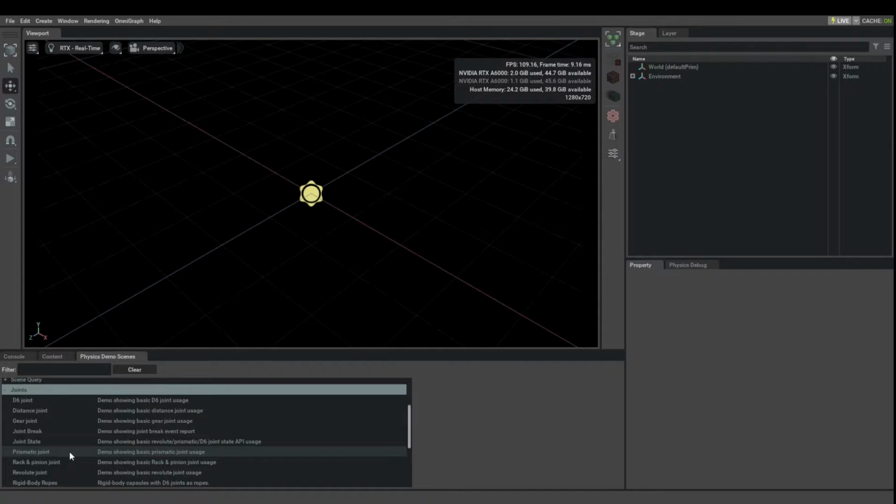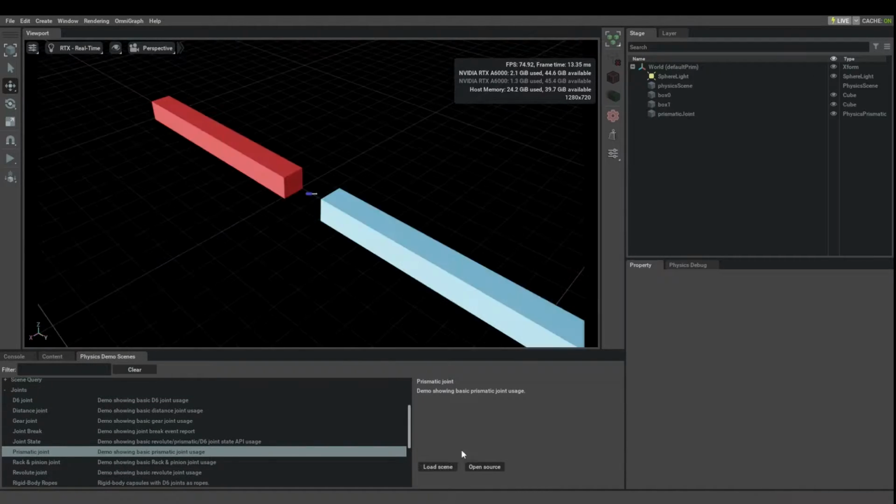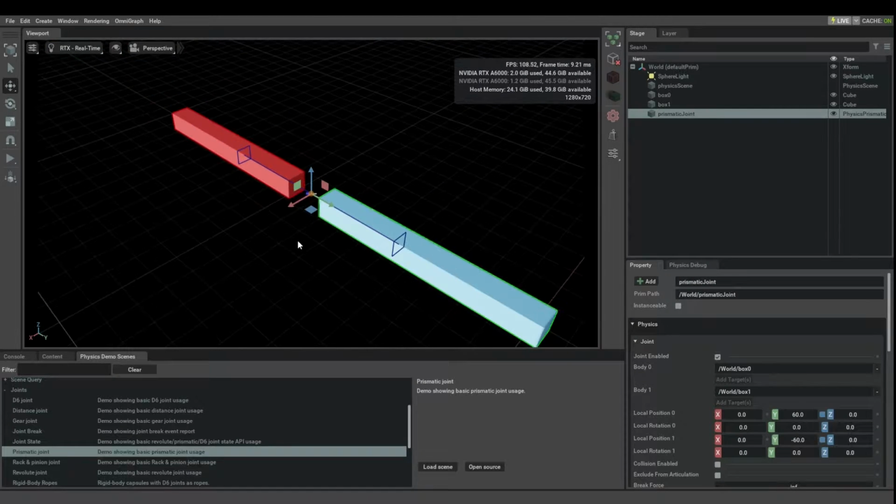Perhaps the first and simplest joint demo to start with is this prismatic joint one, so let's load that. Here you can see there is a static body, the red one, and a dynamic body coupled together with a joint, and the joint is shown with this visualization billboard. If I click it, the prismatic joint here is selected. So the prismatic joint is one of a number of joint types. As you can see, there is a prim for it in the stage.